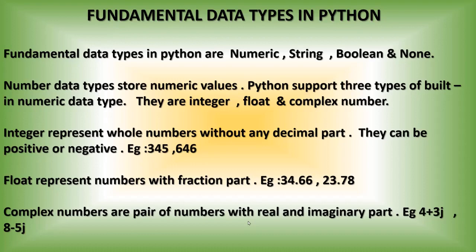Numeric data types are again categorized into 3 types. They are integer, float, and complex numbers. There are 3 different types of numeric data types, namely integer, float, and complex numbers. I'll show you one example.